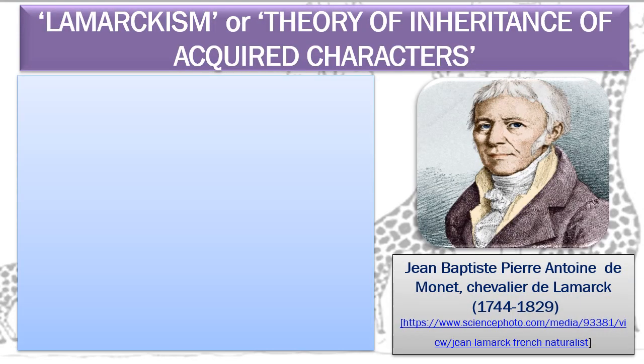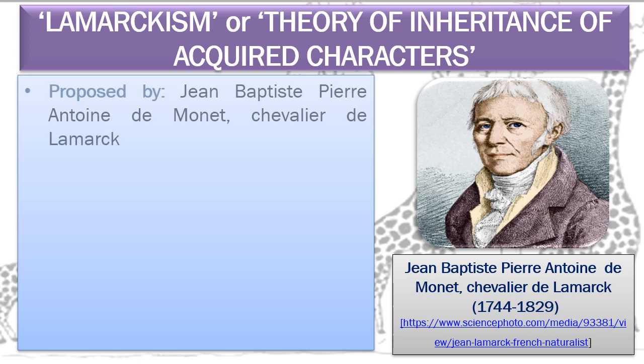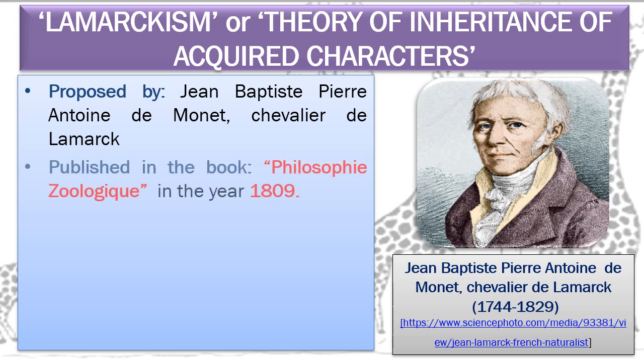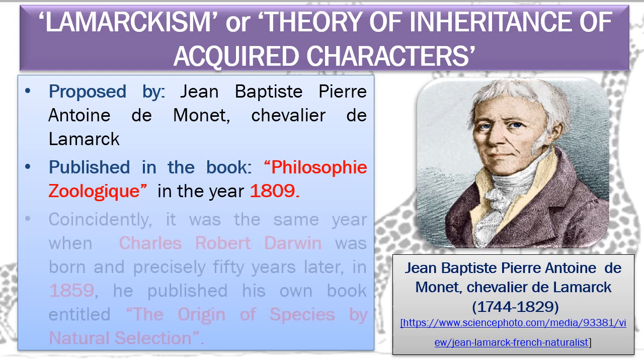So let's start with Lamarckism. Lamarckism is also known as the theory of inheritance of acquired characters. It was proposed by Jean-Baptiste Pierre Antoine de Monnet Chevalier de Lamarck. He published the theory in the book Philosophie zoologique in the year 1809.